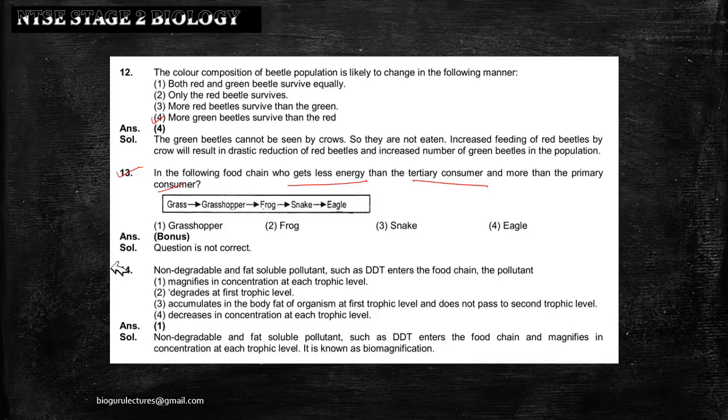Next, question 14. Non-biodegradable and fat soluble pollutants such as DDT enter the food chain. So we know that biomagnification magnifies its concentration in each trophic level. It doesn't degrade, it accumulates in the body. It doesn't decrease in concentration at each level. If it did, there might not be much pollution to the carnivores.